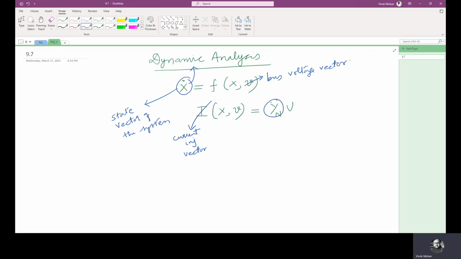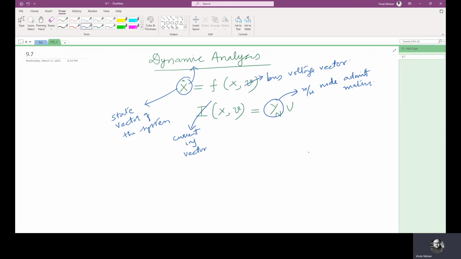And Yn is the network node admittance matrix. Okay, so in the dynamic analysis, we can analyze everything about the current state of the system and the dynamics through which the system is going at the operating point under consideration. That we'll be able to analyze using this analysis.